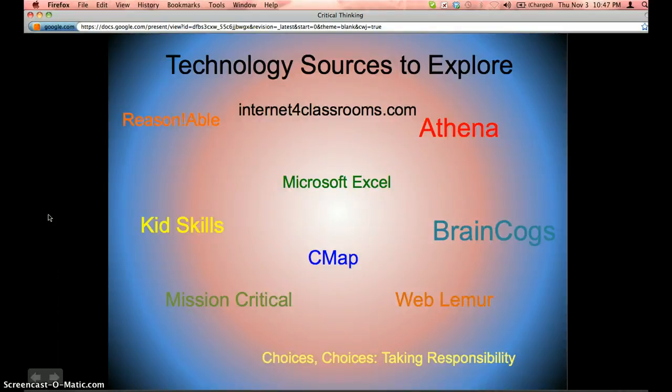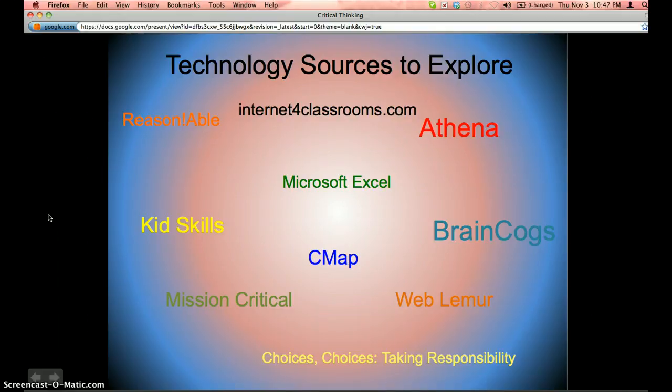KidSkills is intended for students ages 7 to 13. It's a free software package. It is divided into sections and has 5 different activities for planning critical thinking projects. It starts with your project planner, a getting information section, a big picture card, a working together section, and then finally an overall project evaluation section.